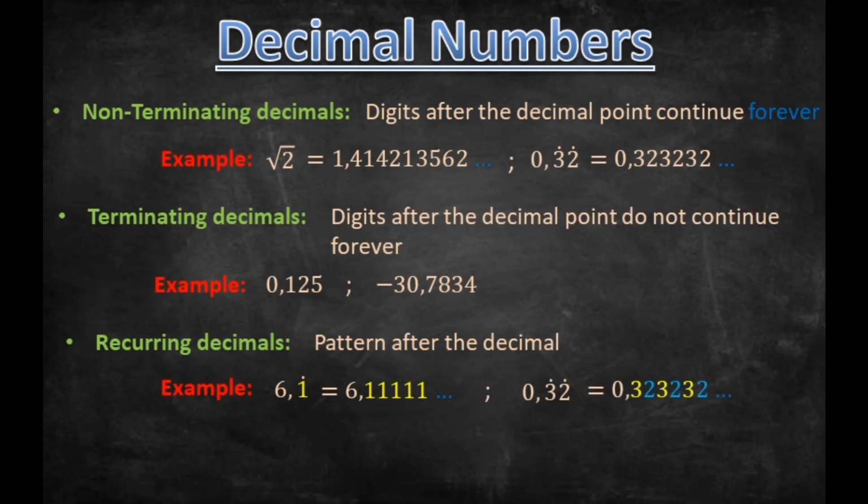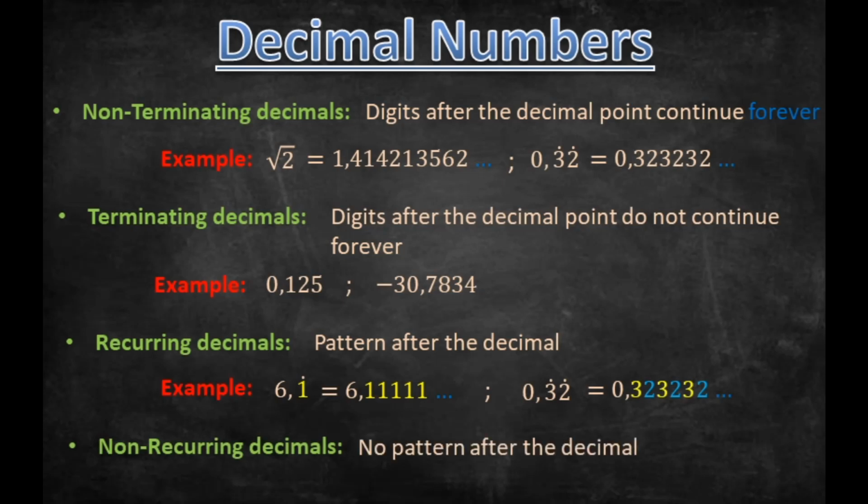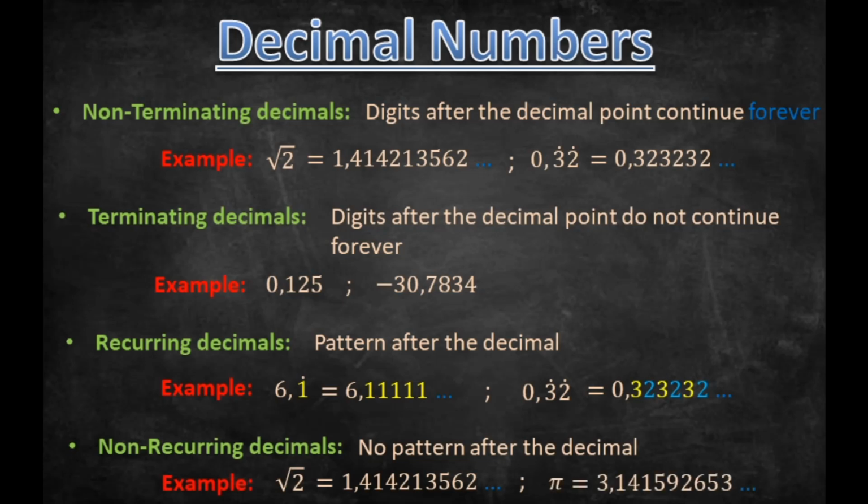Then lastly, we have non-recurring decimals, and here we have no pattern after the decimal. Examples are the square root of 2 and pi. So the digits after the comma continue forever, but there's no pattern.